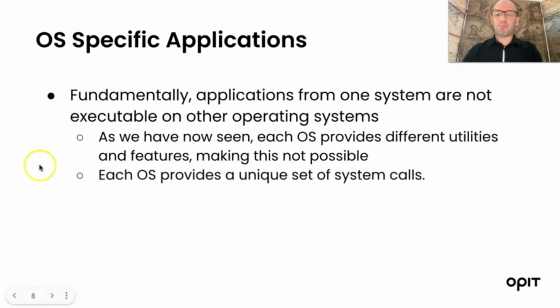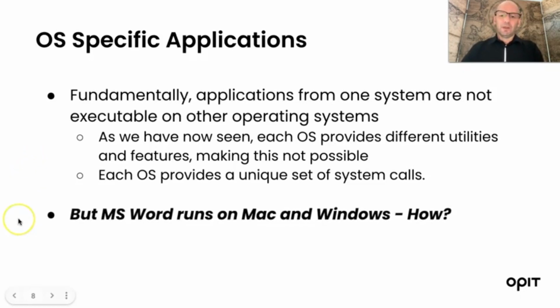Each operating system provides a unique set of system calls, so we need to have a version of that application that makes the right system calls, that accesses the right API for the operating system that we're running that application on. So then the question might arise, well, then how does MS Word run on Mac and Windows? Well, they're actually two different applications.